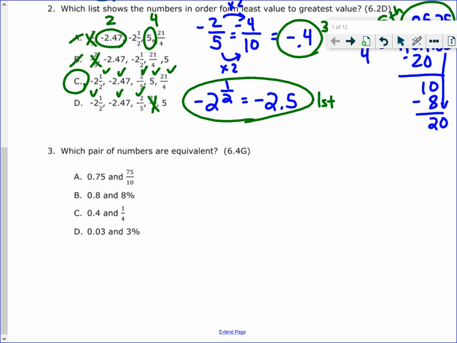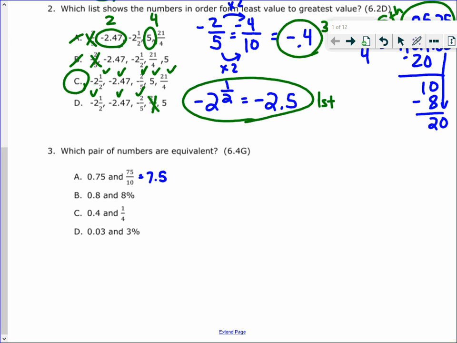All right, which pair of numbers are equivalent? So which ones are equal? So here we got 0.75. That's less than 1. 75 over 10 is bigger than 1. That's actually going to be equal to 7.5 if you want to divide it out. So we know these two are not the same.